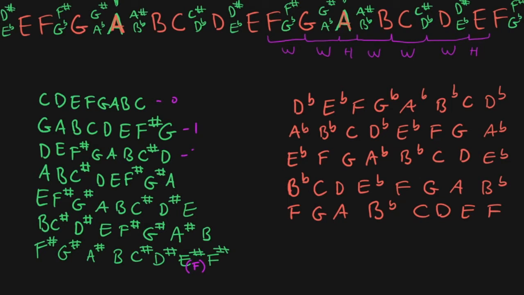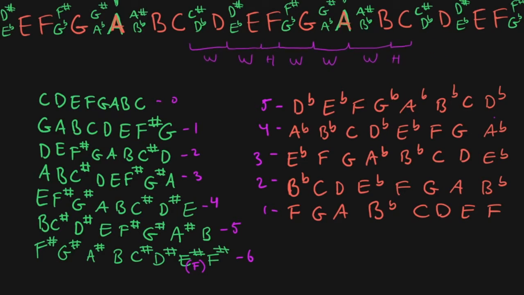So each one of these groupings of major scales is now going to be numbered to show you how many accidentals or sharps or flats they have. As you can see, C major has 0, G major has 1, D major has 2, A major has 3, E major has 4, B major has 5, and F sharp major has 6. D flat major scale has 5 flats, A flat major scale has 4 flats, 3, 2, and 1.